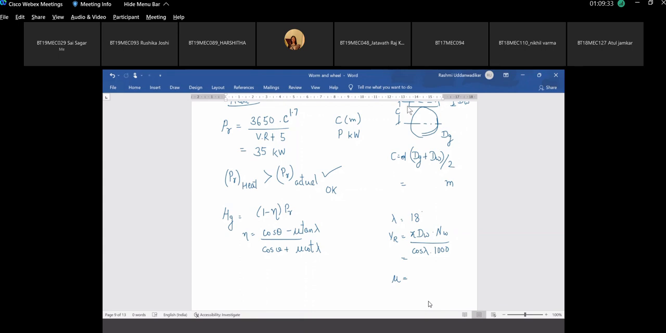And for this value of Vr, what is mu? If Vr is 704, what is mu? From the formula given in the data book, mu is 0.025 plus Vr taken in meter per minute upon 20,000, which comes out to be 0.06. Perfect.